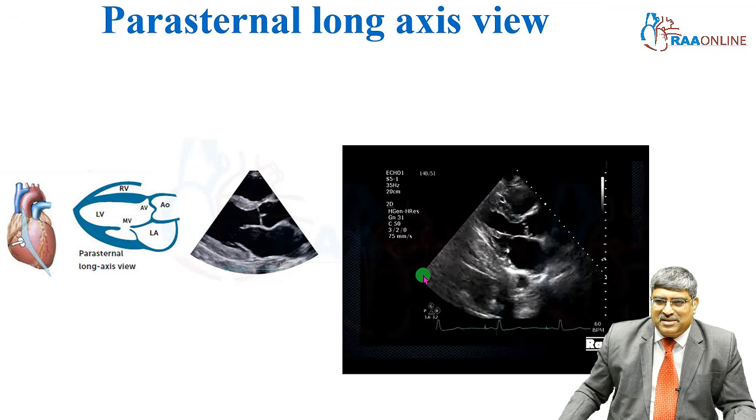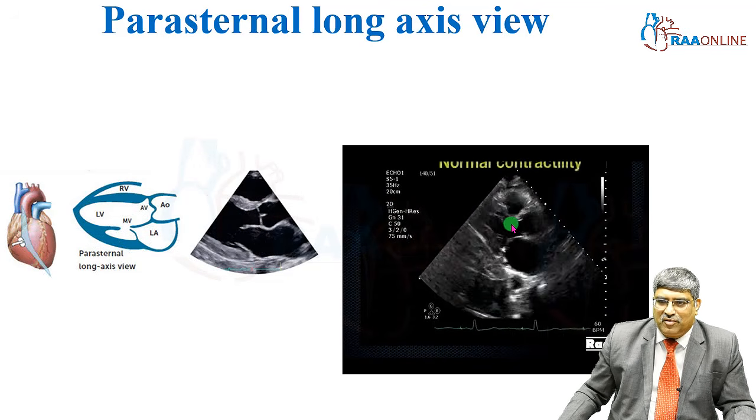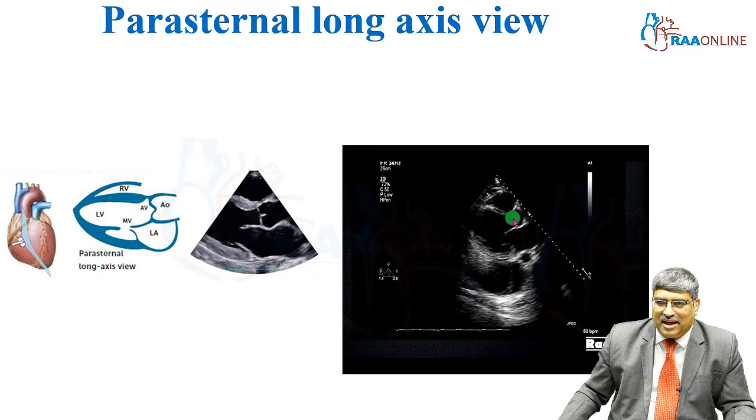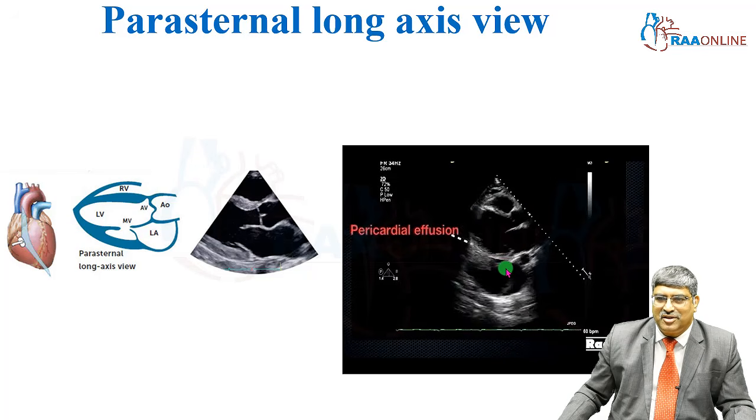This is the parasternal long axis view. Right ventricular outflow tract, left ventricular cavity, aortic valve, mitral valve and the LA. This is the descending aorta and this is the ascending aorta. There is a small pleural collection.